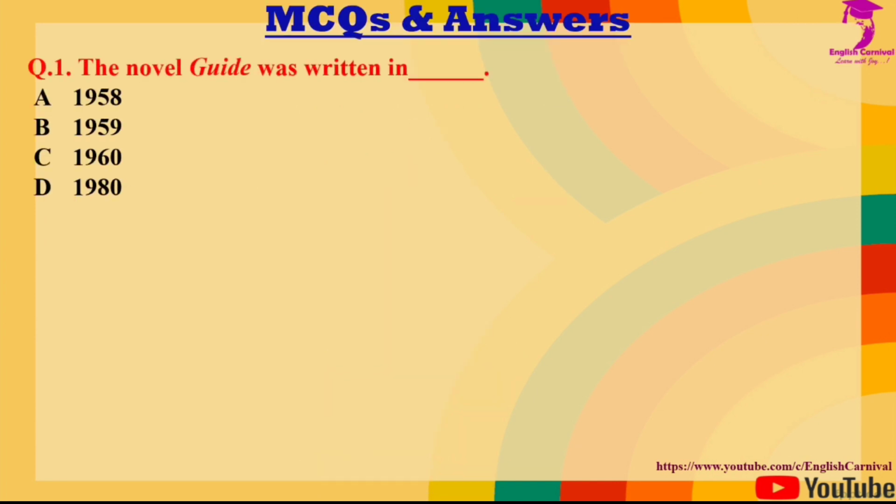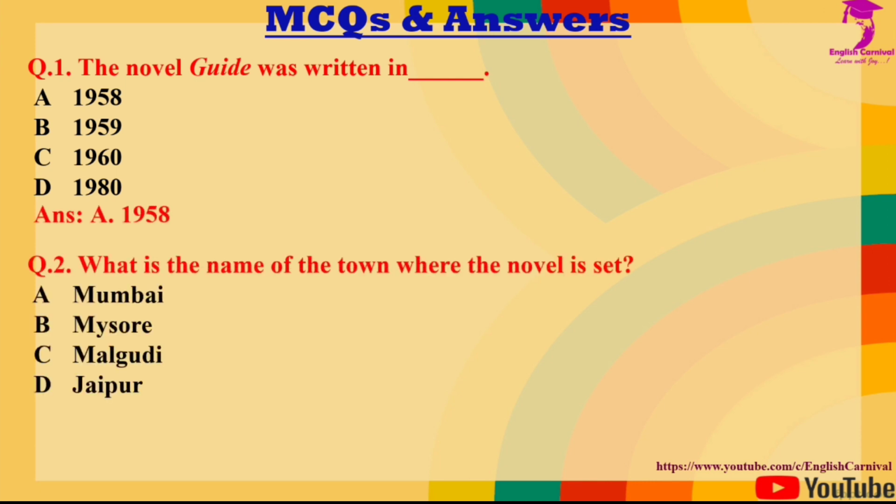First question we have, friends, the novel The Guide was written in dash. Options are A 1958, B 1959, C 1960 and D 1980. The correct answer is A, that is 1958. Question number 2 we have, what is the name of the town where the novel is set? Options are A Mumbai, B Mysore, C Malgudi and D Jaipur. The correct answer is C, that is Malgudi.